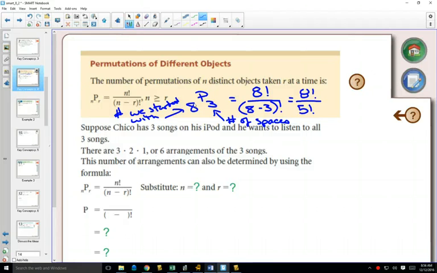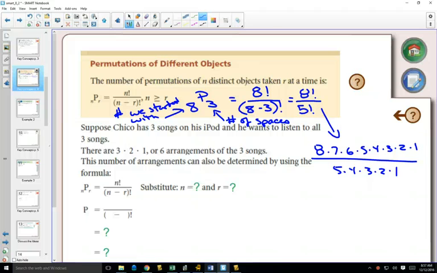And this is why they got us to do that activity right at the beginning of Getting Started. What is 8 factorial equal to? 8 times 7 times 6 times 5 times 4 times 3 times 2 times 1. And 5 factorial is 5 times 4 times 3 times 2 times 1. What did we do at the beginning? We canceled these out. And we were just left with 8 times 7 times 6, which is exactly our 3 spaces, with our number starting at 8, then going down by 1, then going down by 1.